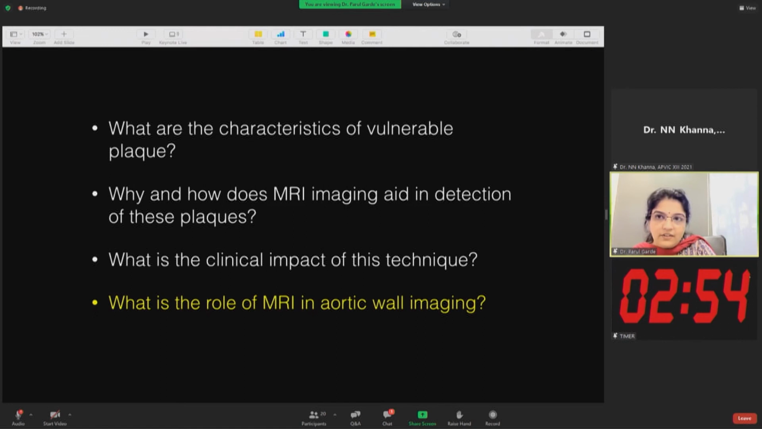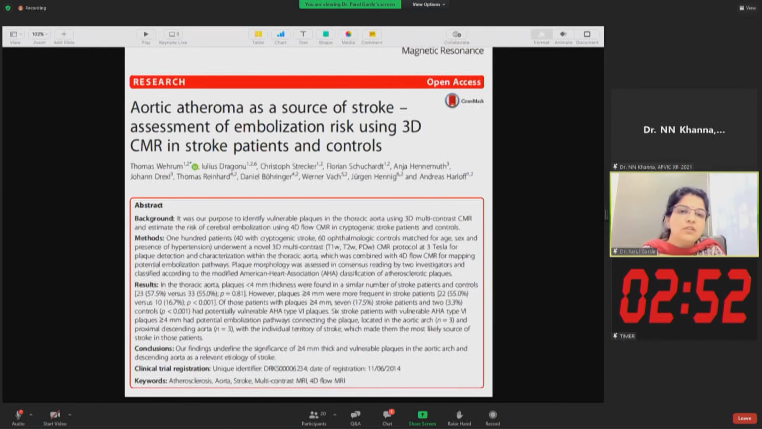Traditionally, transesophageal ultrasound has been used very commonly to look for mobile plaques in patients who are suspected of having stroke due to embolization from aortic plaques. Now, I would like to share this nice research article published in the Journal of Cardiovascular MR in 2017, wherein aortic atheroma has been studied as a source of stroke to assess the embolization risk in stroke patients and controls using a 3D CMR technique.